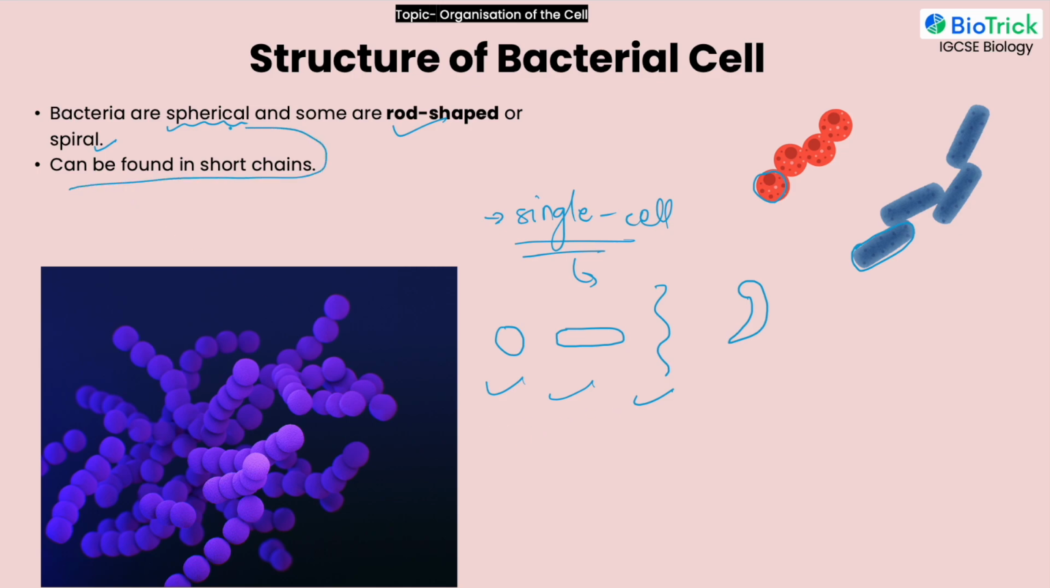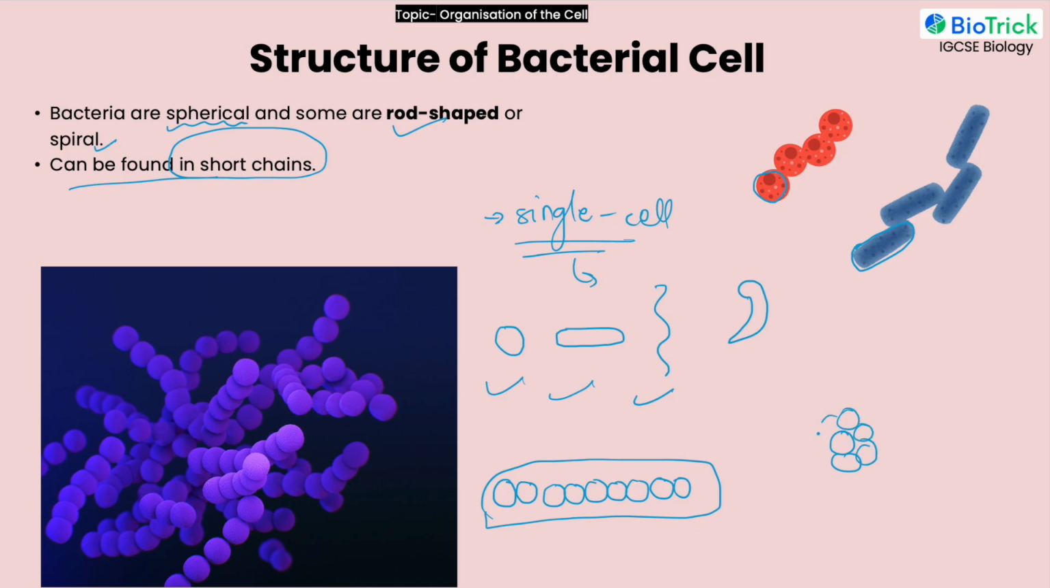Can be found in short chains. Means this single bacteria can make a group with other similar kind of cells to form a chain of bacteria. Or it can also form a group with similar spherical bacterial cells. Like this, we can see here, it's forming a chain of bacteria. It means it has 4 bacterial cells. 1, 2, 3, 4. So some bacteria can be in the shape of a sphere or rod or spiral.